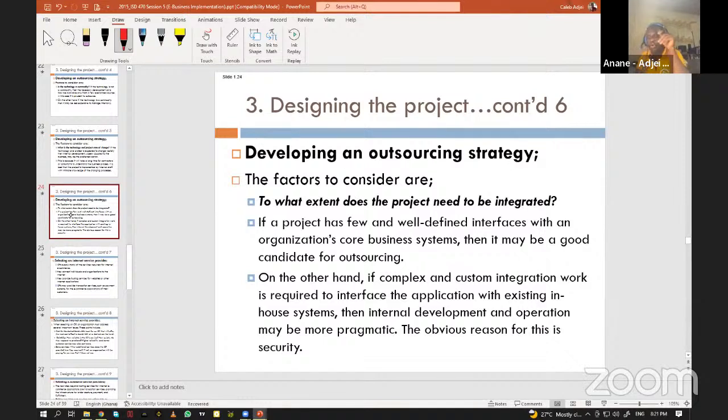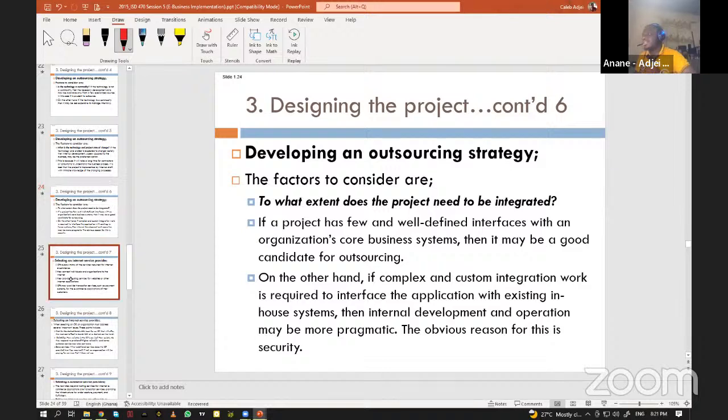The obvious reason is that of security, because as much as you are exposing your internal interfaces and internal application to external sources, you cannot guarantee how secure your system is going to be, or who will need that particular information that you are divulging out there to use it against the organization. So in that case, the best option would be developing it in-house.